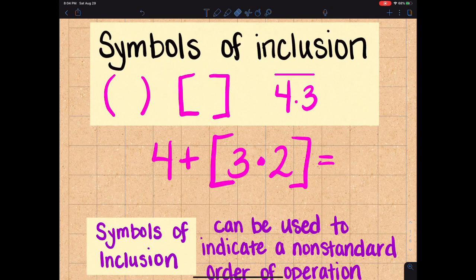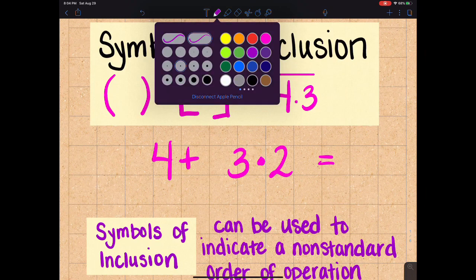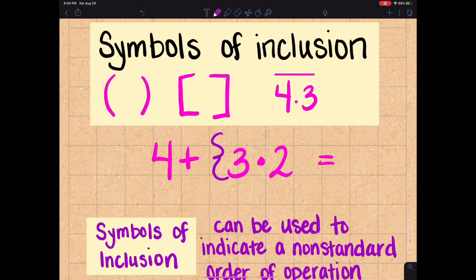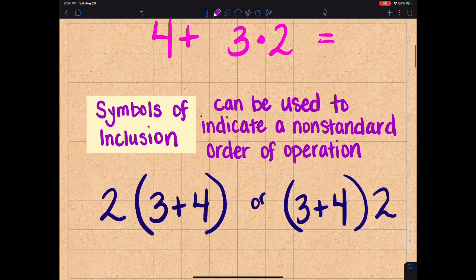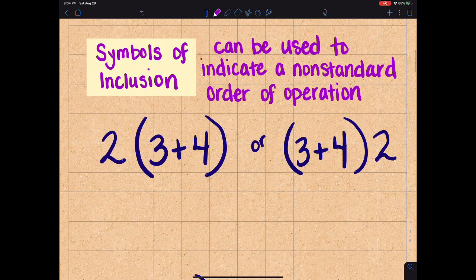The brackets can look a little different, so here's another way that you could indicate the brackets. They could be like this, and that just means the same thing, that you do what's inside the brackets first. And the last thing that it could look like is a bar over the top of that. And of course that means that you do that part of the multiplication first. Okay, symbols of inclusion can also be used to indicate a non-standard order of operation.